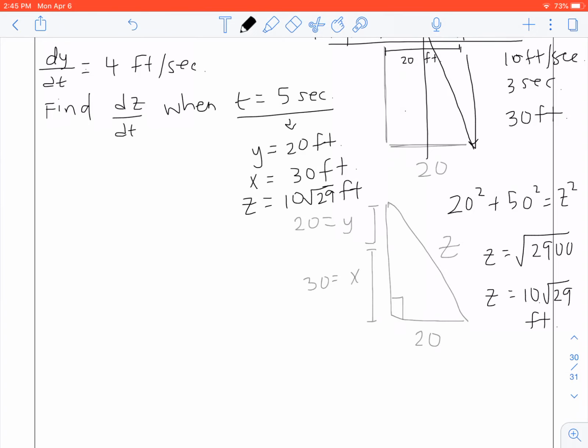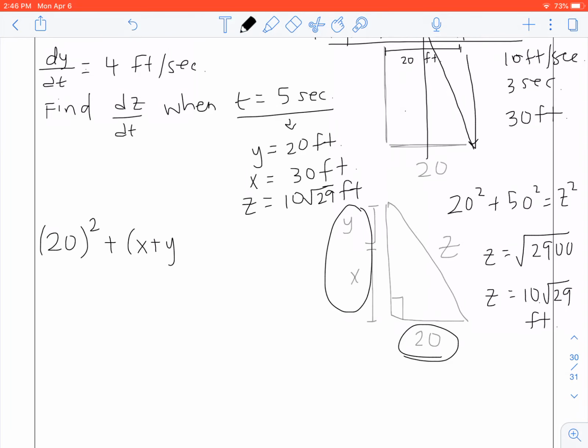So now I need to set up an equation for this. In order to do that, I'm not going to use the values 20 and 30 feet for my distances. I'm going to look at them as variables because those are changing. Those men are both moving at rates. And so to set up my equation, I am going to have my horizontal distance down here, which is 20. So I have 20 squared, using that Pythagorean theorem again, plus my vertical distance, which is going to be x plus y, squared, is equal to z squared.